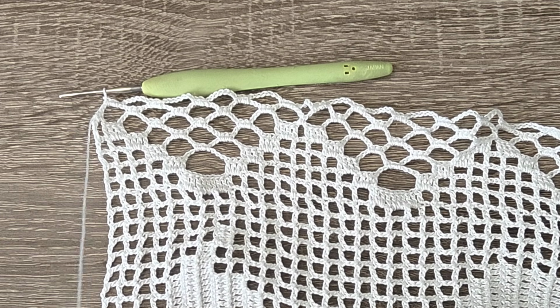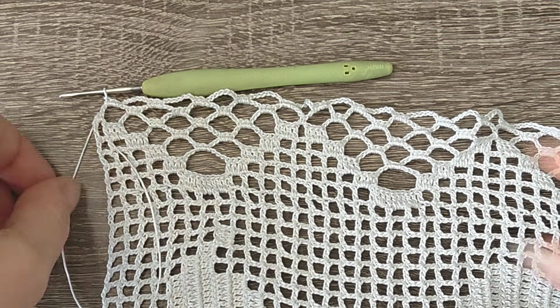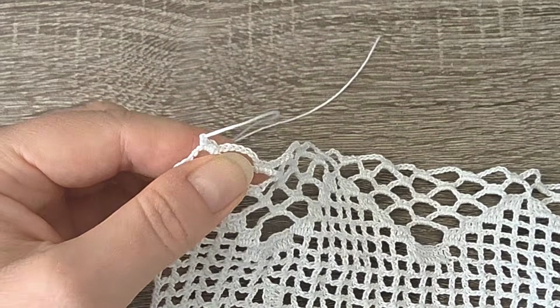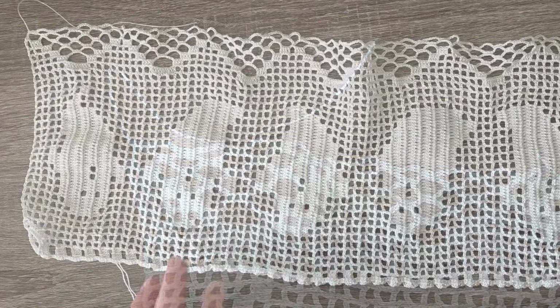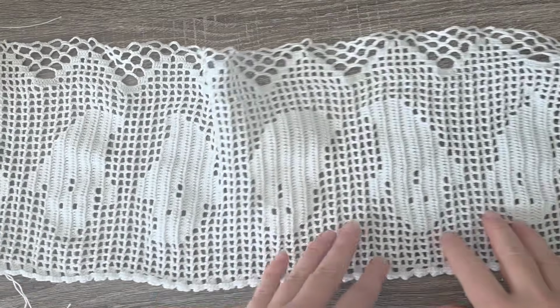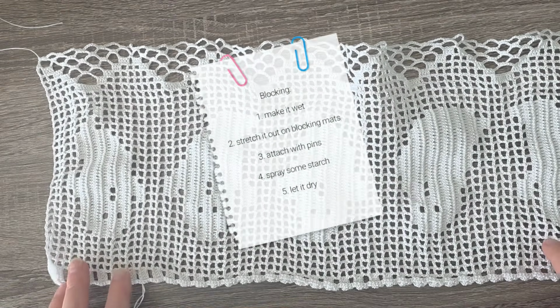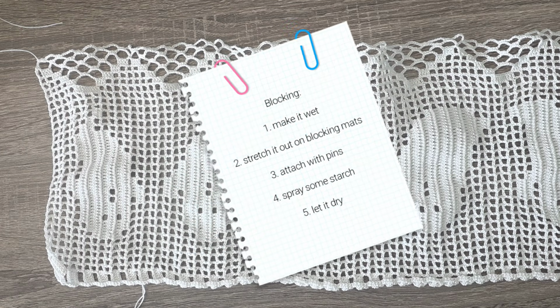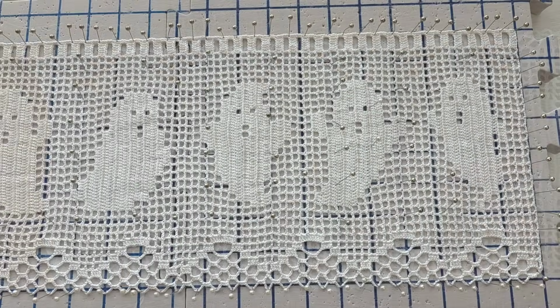And now I cut off my thread, fasten off, and next I will weave in all these ends and then I will block it. So I will make it first wet, then attach it to my blocking mats with pins, stretch it out, and then I like to use some spray starch and then let it dry. I will show you next how I block my curtain.